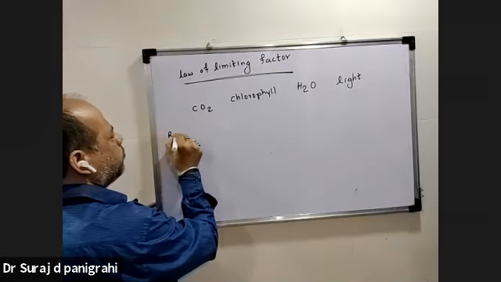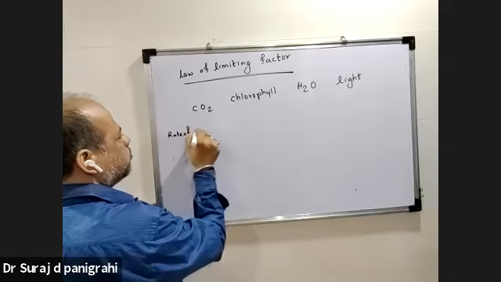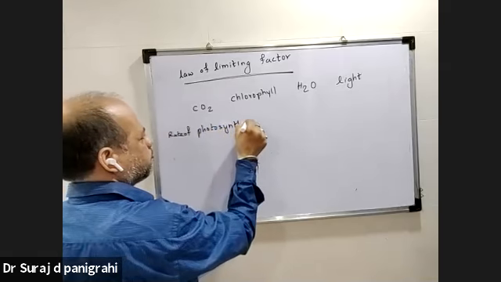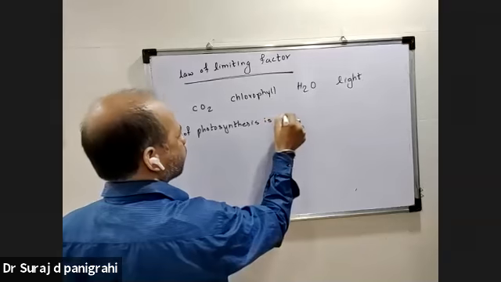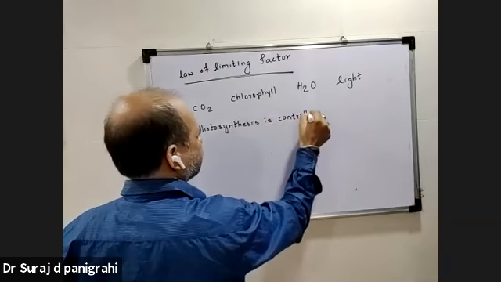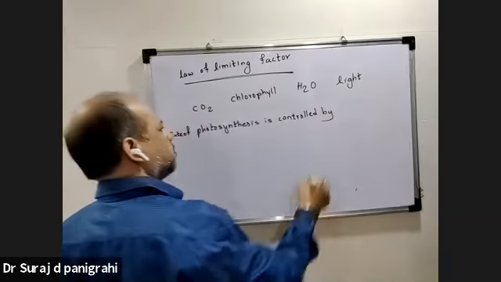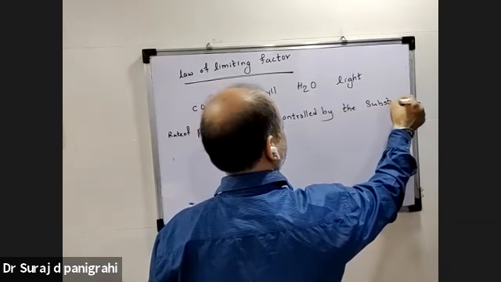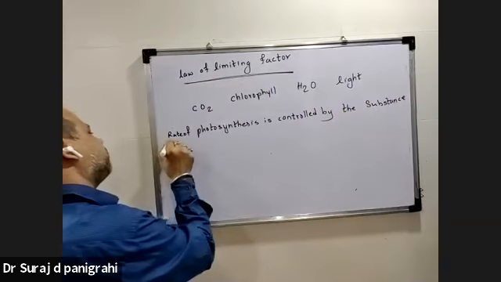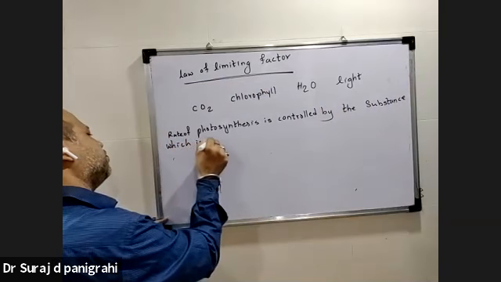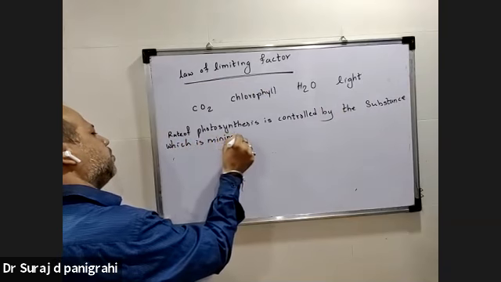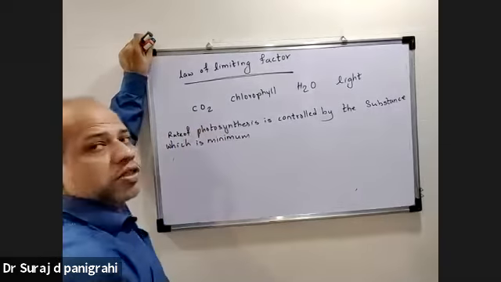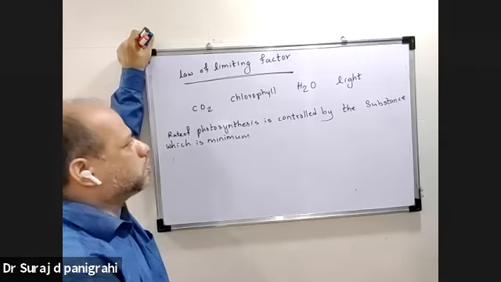So, the rate of photosynthesis is controlled by the substance which is minimum or limited. For example, if everything is there but carbon dioxide is less, photosynthesis is controlled by carbon dioxide.